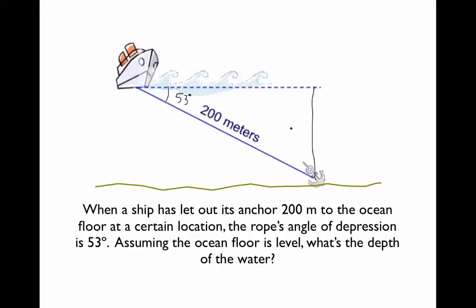Sure. So then sine of 53 equals x over 200. And so you're saying x is which side of the triangle? Opposite over hypotenuse. And how many meters deep? 159.73. Agree?